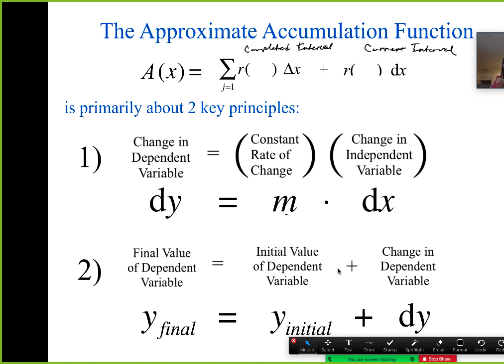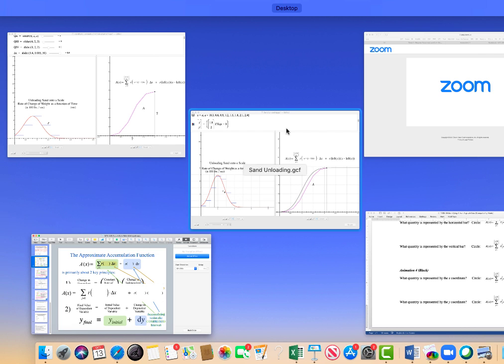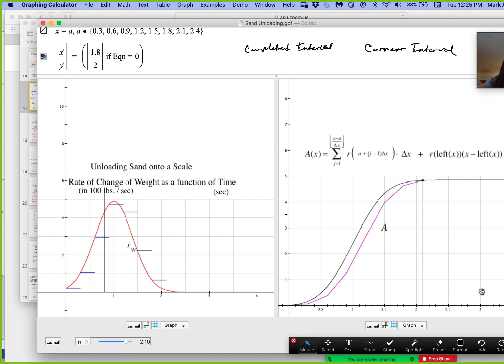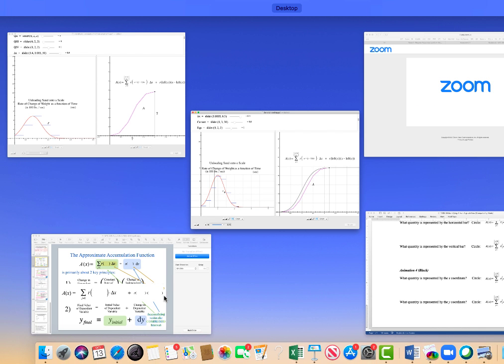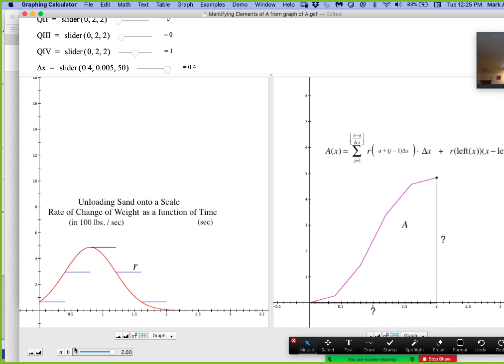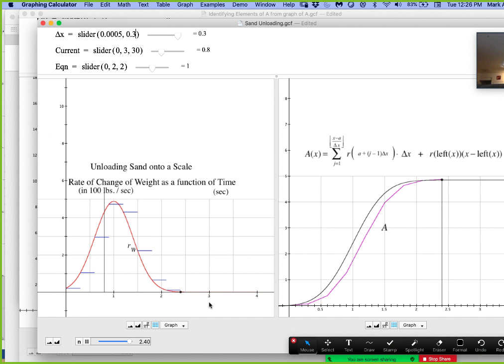Let's take a look at the sand unloading graph, because this is just to get us prepped for the assessment. I don't want to send you in cold. So here's that. Something else running. So slow.